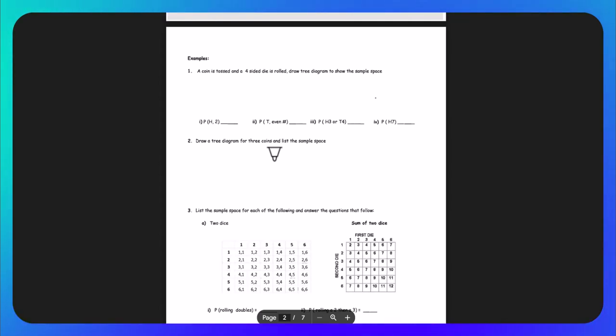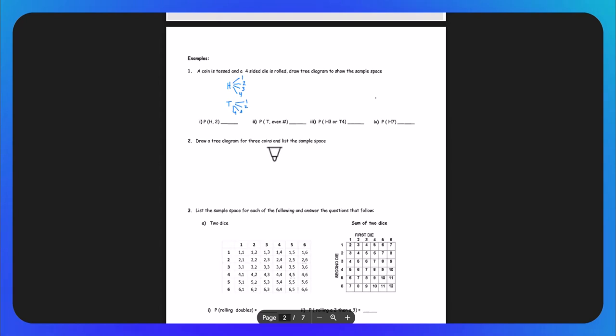Well, when we toss a coin, we have 2 outcomes. We have a head and we have a tail. Let's say we got the head first, and then we're going to roll this 4-sided die. There are 4 possible outcomes when we roll the die: 1, 2, 3, and 4. But what if we have a tail? Well, we still have 4 possible outcomes: 1, 2, 3, and 4.